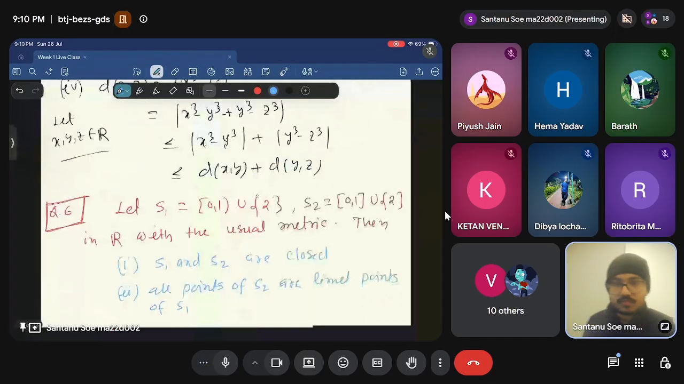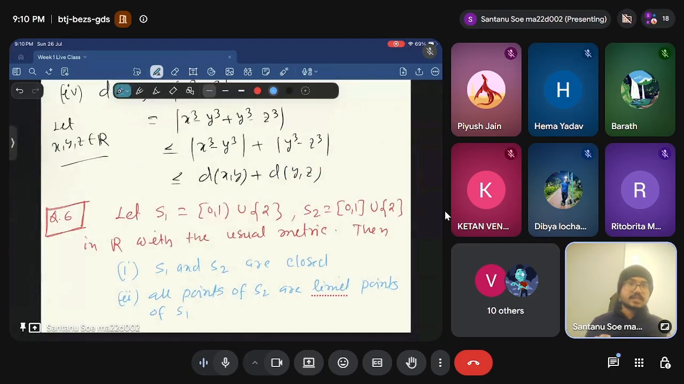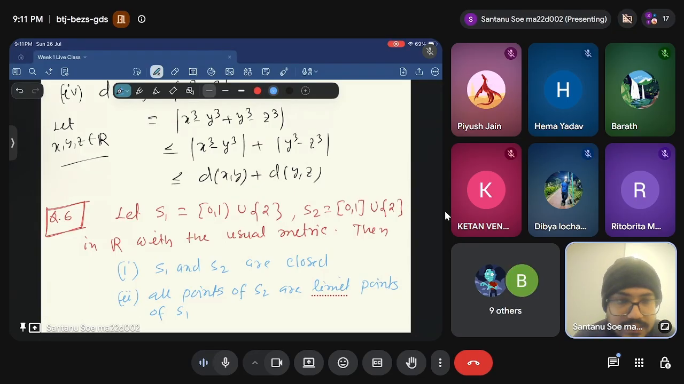Okay, so two sets are given, S1 and S2. The first set is closed 0 open 1 union singleton 2. The second set is closed interval 0 1 union singleton 2, and these two sets are taken in R with the usual metric. So that means the metric space is R comma D, and D is just the modulus function. Usual metric means always the modulus function, so that is D of x comma y is modulus of x minus y.